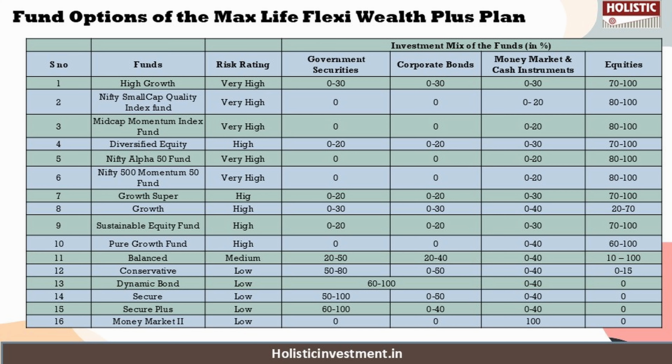So as you can see in this tabular column, all these fund options are categorized based on the percentage of allocation each fund option has to certain asset classes like government securities, corporate bonds, money market and cash instruments and equities. And it is also categorized according to the risk profile each fund option has, which can range from low to medium to high and to very high.